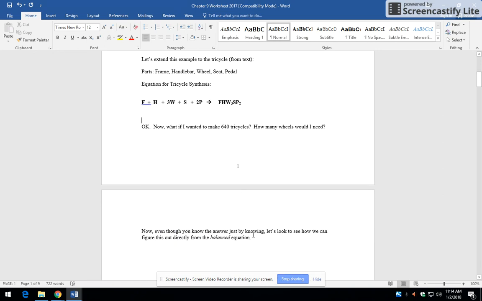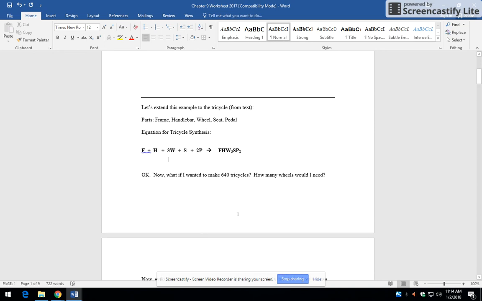But even though you know the answer just by knowing it, I want to show you how we can get that right from the balanced equation. So a few ways to do it. I'll show you 2 ways right now. One is the proportion way. You've been told that this is the equation for making a tricycle. You've also been told that you want to make 640 tricycles. Now, of course, there is a 1 sitting here. And you also have been told that you want to know how many wheels you're going to need. So in a sense, that is your x.